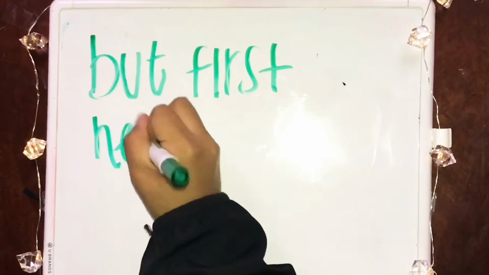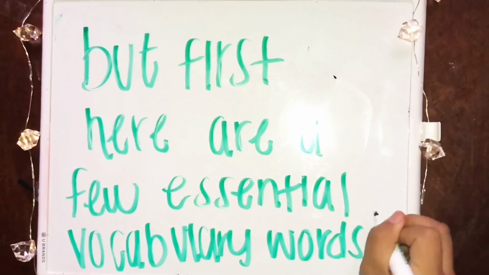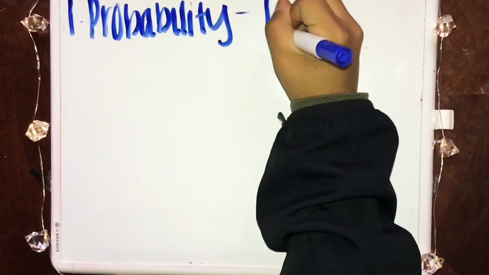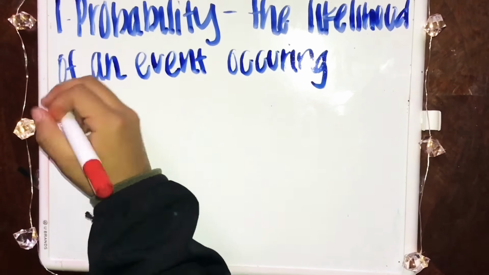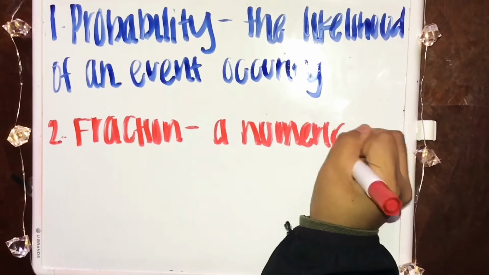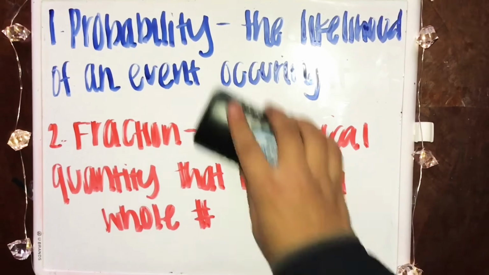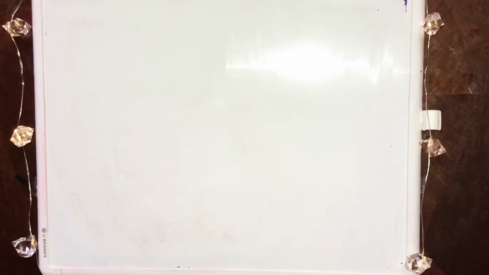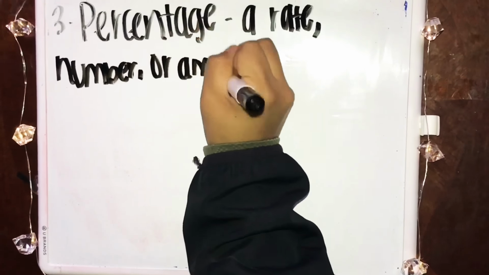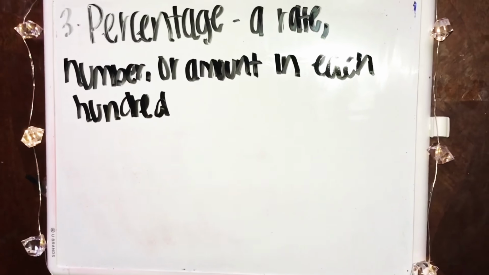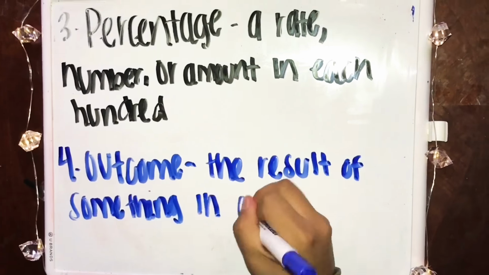But first, here are a few essential vocabulary words. Number 1, probability, the likelihood of an event occurring. Number 2, fraction, a numerical quantity that is not a whole number. Number 3, percentage, a rate, number, or amount in each 100. Number 4, outcome, the result of something in an event.